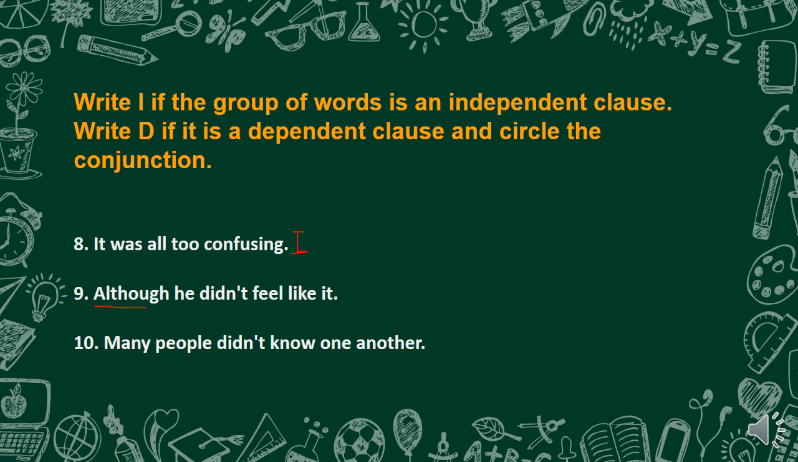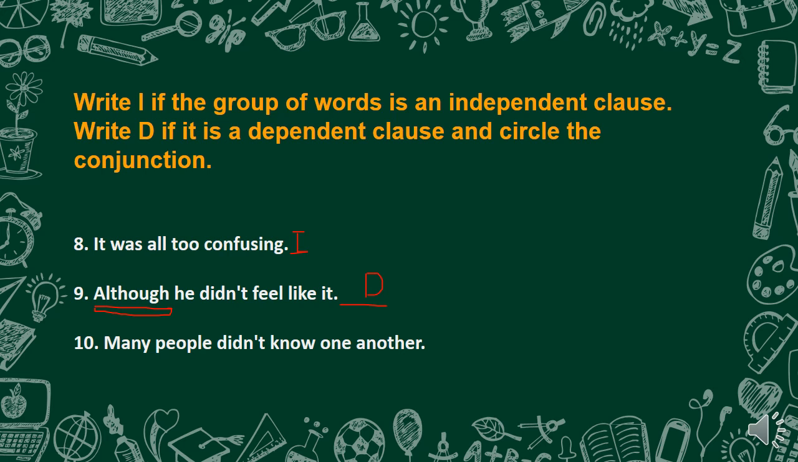Although he didn't feel like it. What about although? I think you should add it to your conjunction list. This is a conjunction that comes at the beginning of dependent clauses. So, although he didn't feel like it, what did he do? The sentence is not complete. So it's a dependent clause. It needs more clarification. It needs another clause.